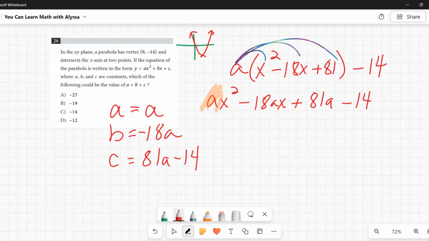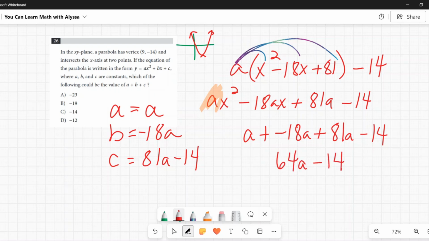Now they say, which of the following could be the value of a plus b plus c? So I need to add all of these together. So a plus a negative 18a plus 81a minus 14. All right, so if we have a plus a negative 18a plus 81a, you're going to get 64a. So 64a minus 14 is the same as a plus b plus c.